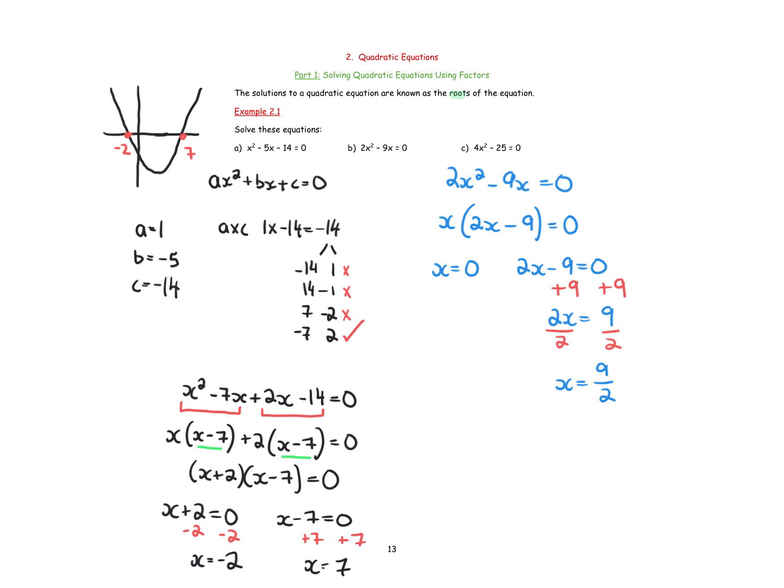Therefore, when we solve the equation 2x squared minus 9x is equal to 0, we get two values for x. We get x is equal to 0, and we get x is equal to 9 over 2.